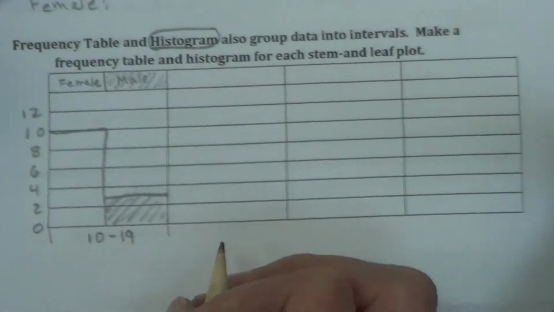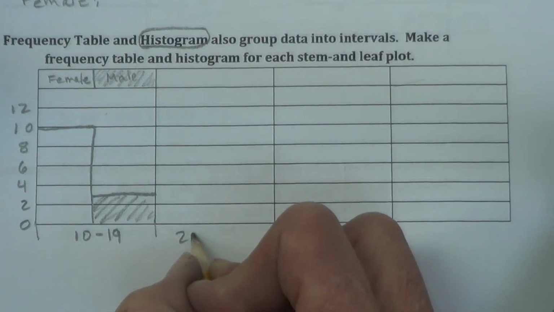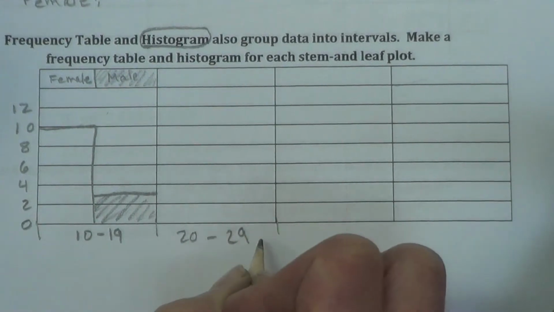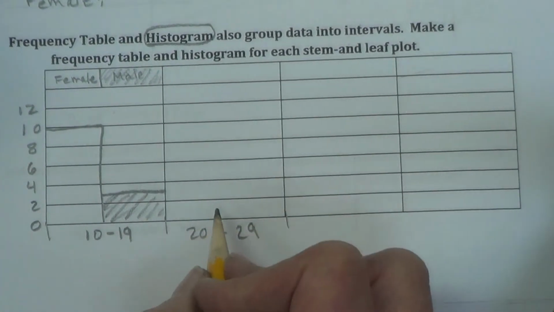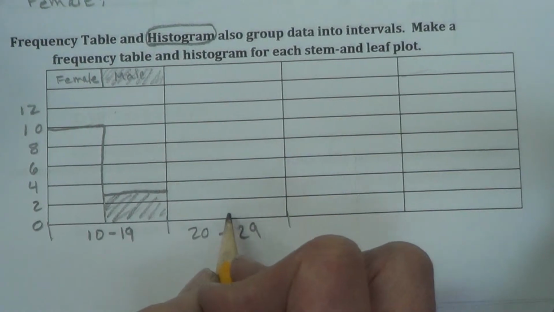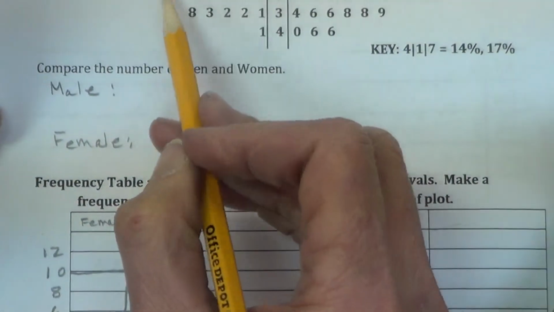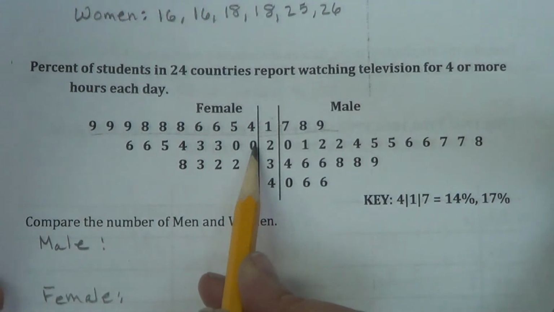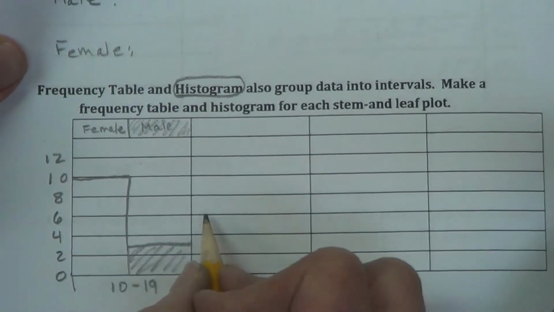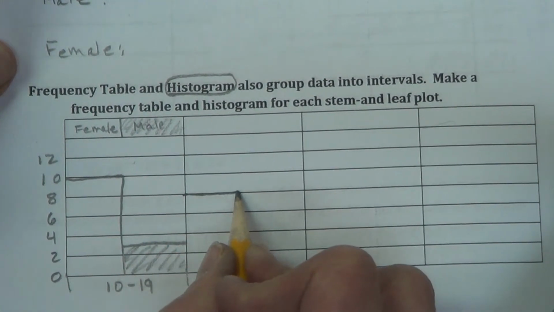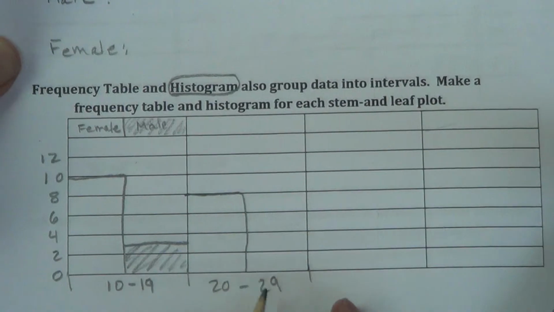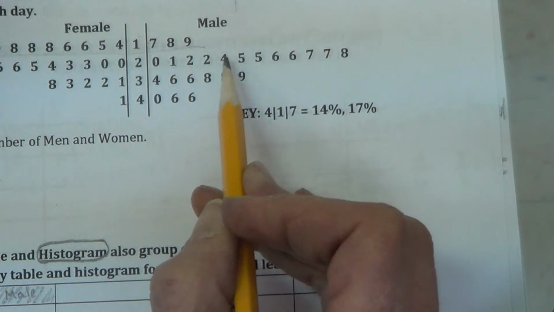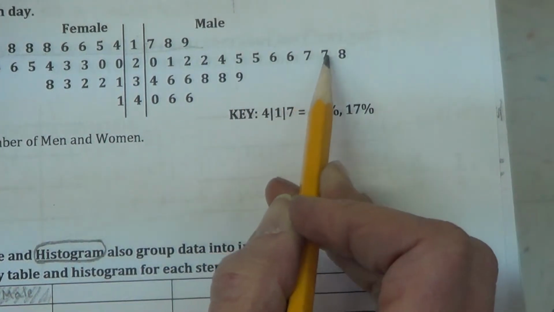Okay. Next one, this would be 20 to 29. This is how a histogram works. It connects intervals, so you never have a gap in it. You never have spaces like you do with bar graphs. In the 20s, for the female, we have 1, 2, 3, 4, 5, 6, 7, 8. So we come up to 8 for the female. Okay? For the male, we have 1, 2, 3, 4, 5, 6, 7, 8, 9, 10, 11, 12.